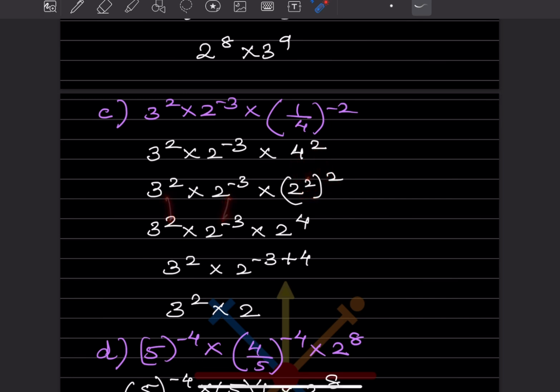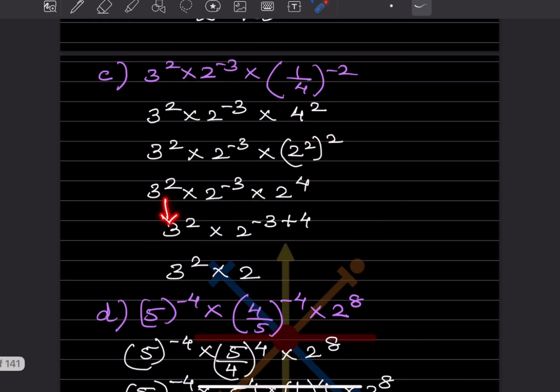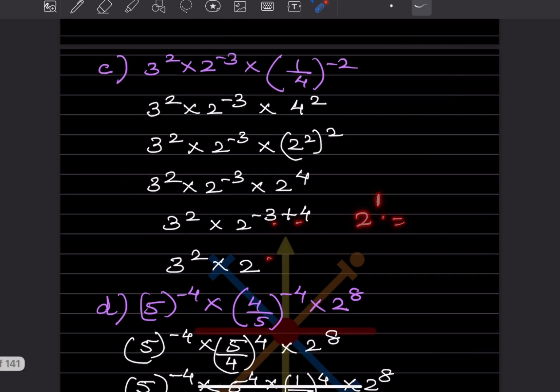So now see here, we know the rule a raised to m raised to n, that is we have to multiply, so a raised to mn. So that is going to be 4. Now this will keep as it is. You'll see the base is the same and this is multiplication, so you are going to add the indices. So minus 3 plus 4. Minus 3 plus 4 means 2 raised to positive 1. So 2 raised to 1 is going to be 2. So this is the answer.